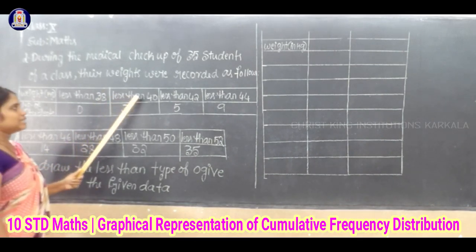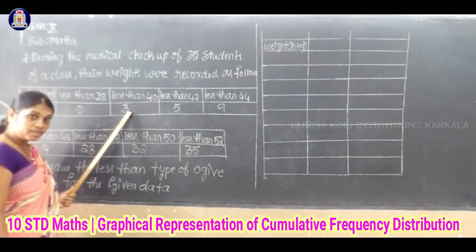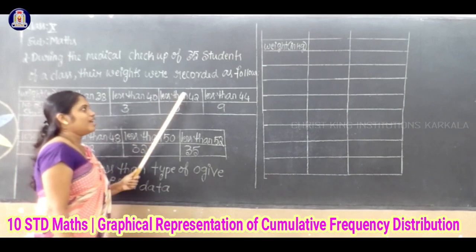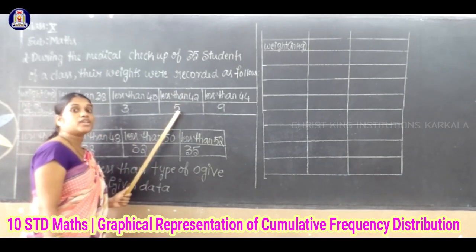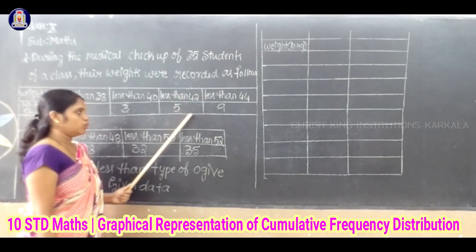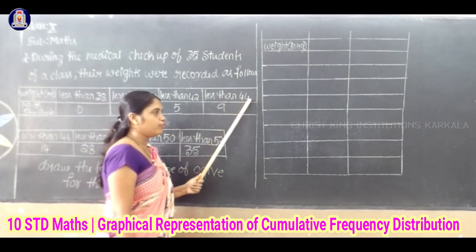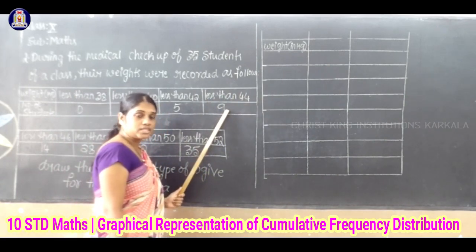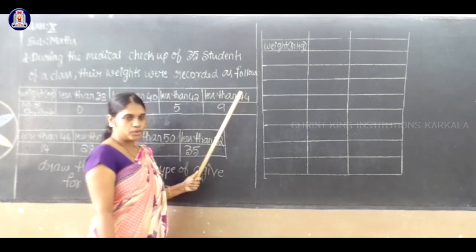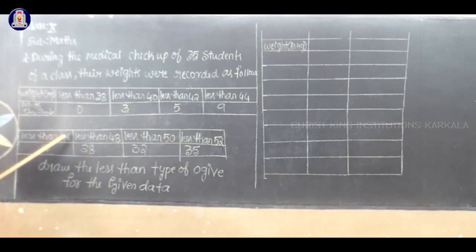Next, less than 40 kg. How many students were there? 3 students were there. Next, less than 42. How many students? 5 students. Next, less than 44 kg. What is the number of students? 9. There are 9 students whose weights were less than 44. Next, less than 46. How many students? 14 students. Their weights are less than 46.